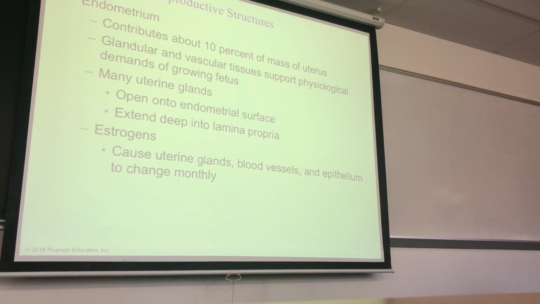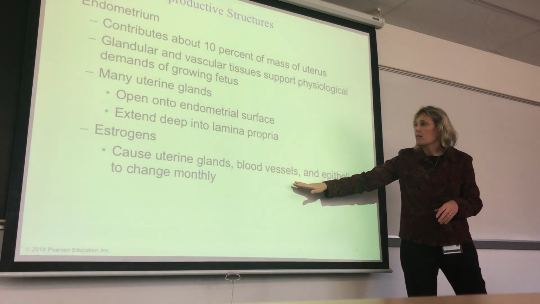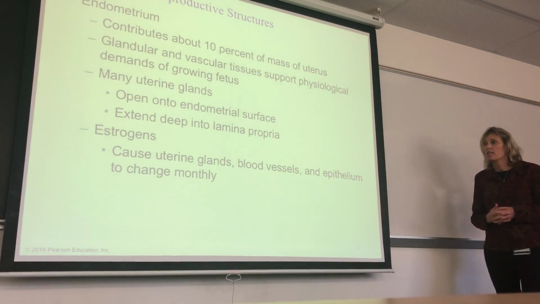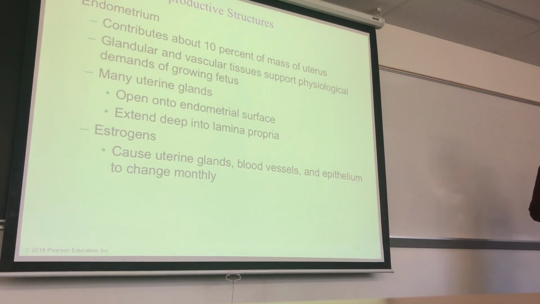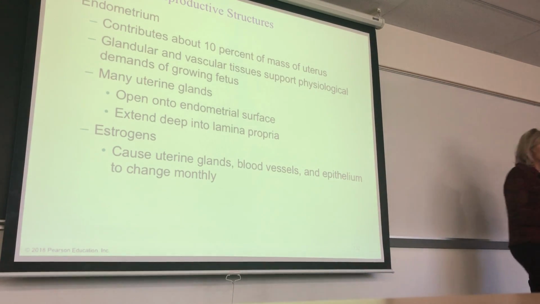Okay, so the endometrium. It has many uterine glands in it, and estrogens are going to cause the uterine glands to change monthly. So with estrogen levels, there's a thin functional layer of the endometrium, and when estrogens are produced, it's going to make that lining thicker. And progesterone, when it gets secreted, helps to keep that lining thicker.